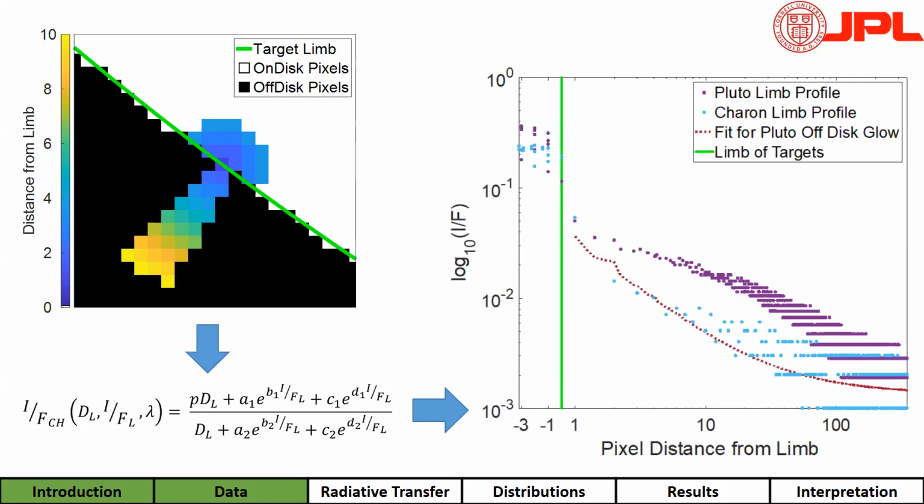And as you can see to the right, we have our Pluto transect limb data, we have our Charon transect limb data, and then we have a fit to that off-disk Charon data. And you can see that we're able to fit that off-disk Charon data really well. And that's what we're going to subtract from the Pluto limb data to get our phase curves. So now our data is completely corrected.